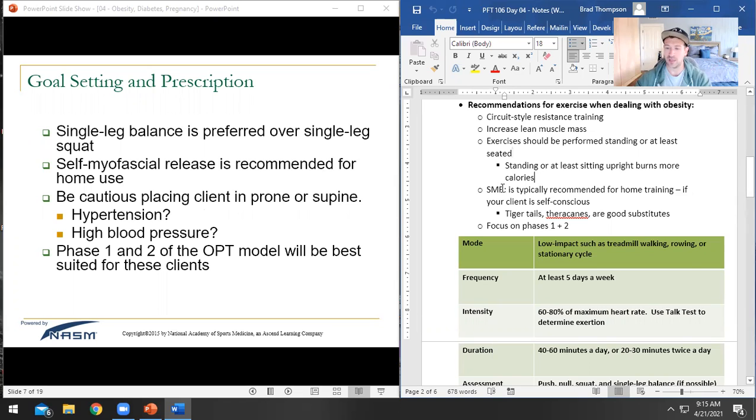SMR can be okay. It is typically recommended for home training if your client is self-conscious. A lot of times people will have a challenging time holding themselves up, so foam rolling can get a little uncomfortable for some clients. Also, if there is a lot of pressure, it can be very painful. So instead, we have a lot of alternatives, right? We have tiger tails, Theracanes, those kind of things are really good substitutes.